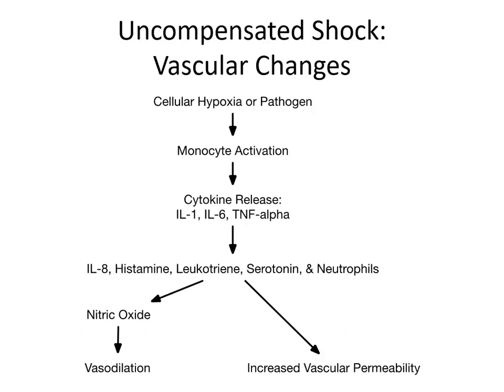There are additionally some vascular changes that occur at this point. Cellular hypoxia activates monocytes, which results in cytokine release, which triggers a cascade ultimately leading to vasodilation and further increased vascular permeability. This contributes to a worsening of impaired tissue perfusion and hypotension.